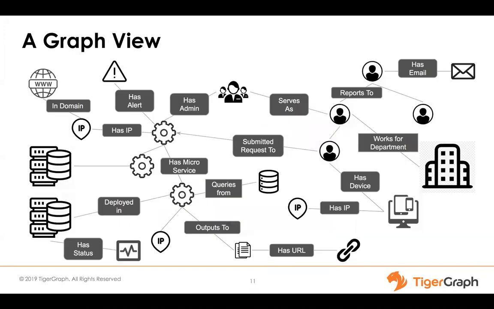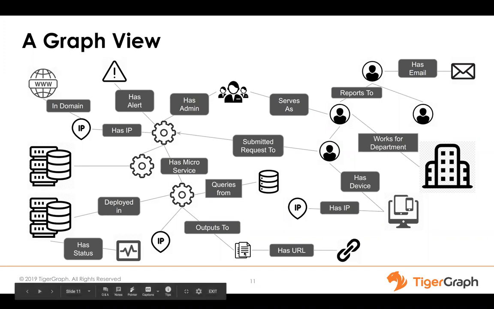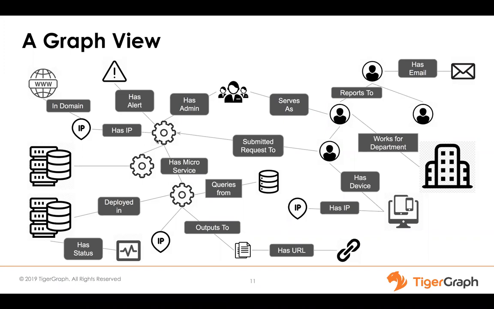And this is the graph view once you integrated all the data sources. For example, this is a service. A service can have an alert of any kind, and the service can have microservices. And the microservice may just query from a database or output the result to a file. A file may have a URL, and each service can have an IP address, and the IP address can belong to a certain domain. And the services can be deployed in the physical servers.